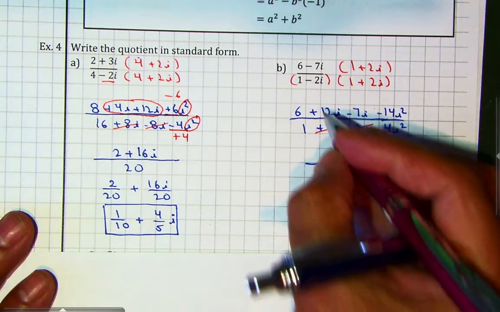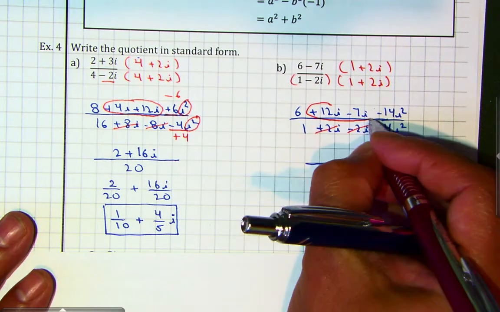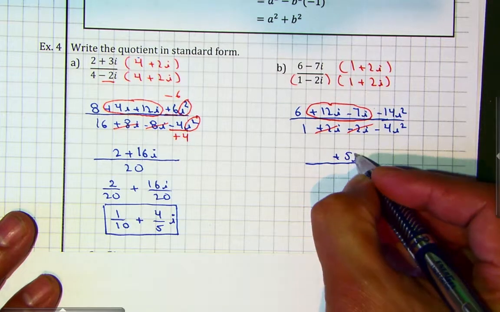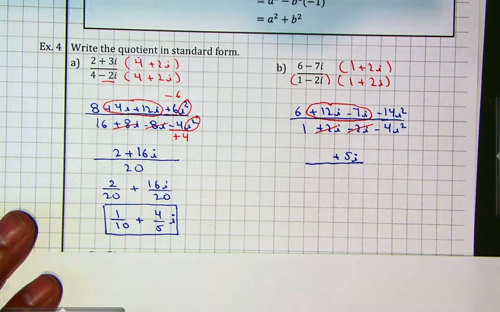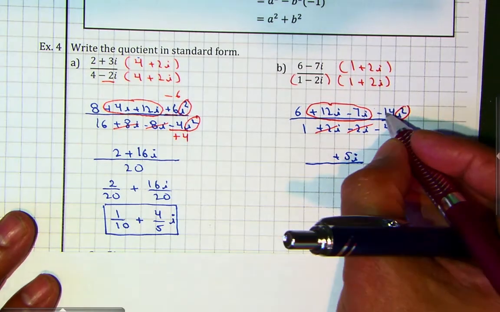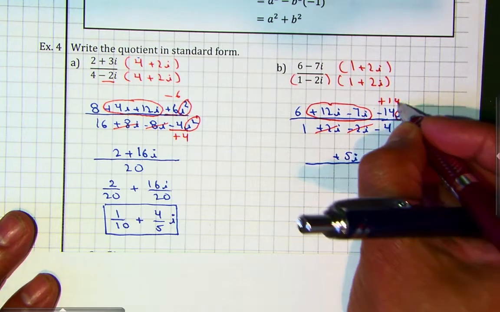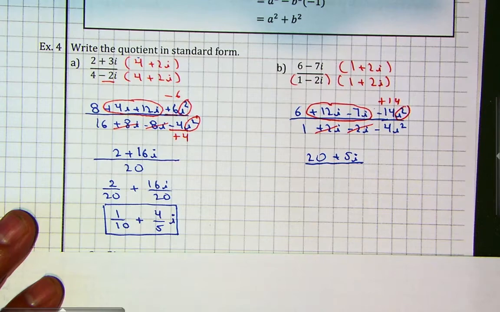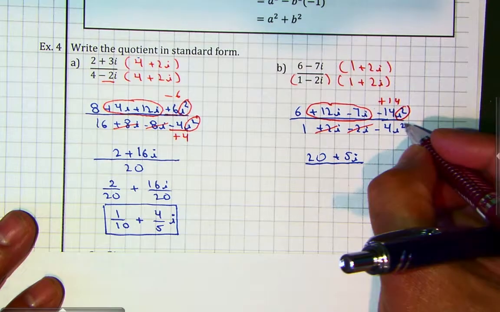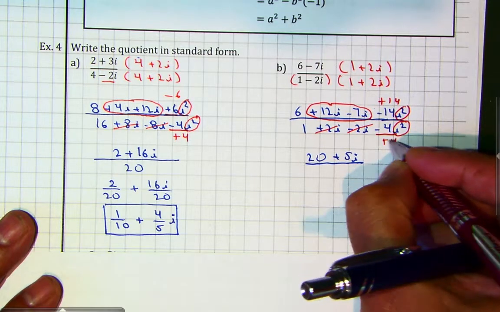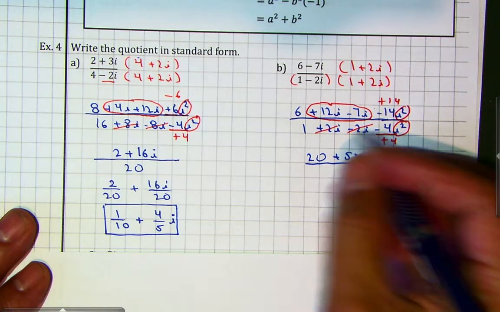I'm going to combine my imaginary parts. That gives me 5i. So positive 5i. i squared is equal to negative 1 times the negative, we can say positive 14. 6 plus 14 will give me 20. Denominator, i squared is equal to negative 1 times the negative, we can say positive 4. Plus 1 will give me a 5.